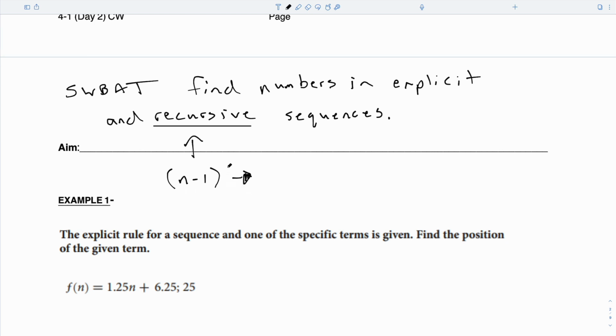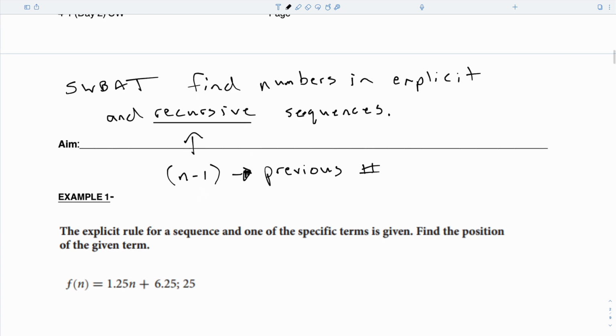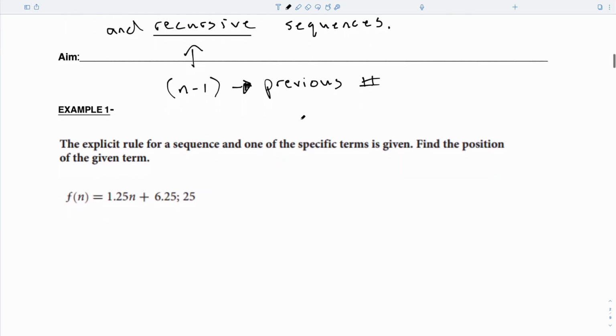When you see n minus 1, what are you looking at in your sequence? In your table, you're looking at the pattern, and specifically, you're looking at the number that's previous. You're looking at the previous number in the sequence. So when you're looking at n minus 1, you're actually putting in the number that just came before this one. Recursive is the hardest type we'll look at today and see why.